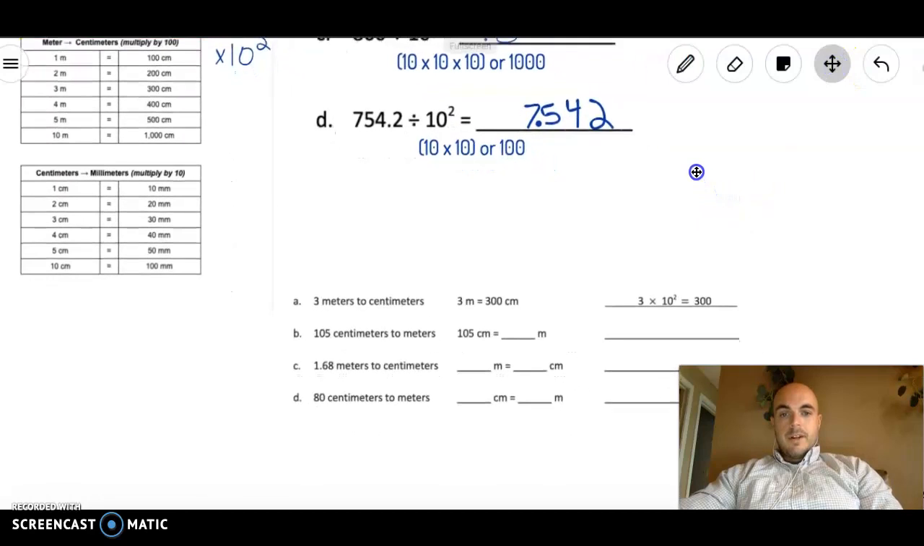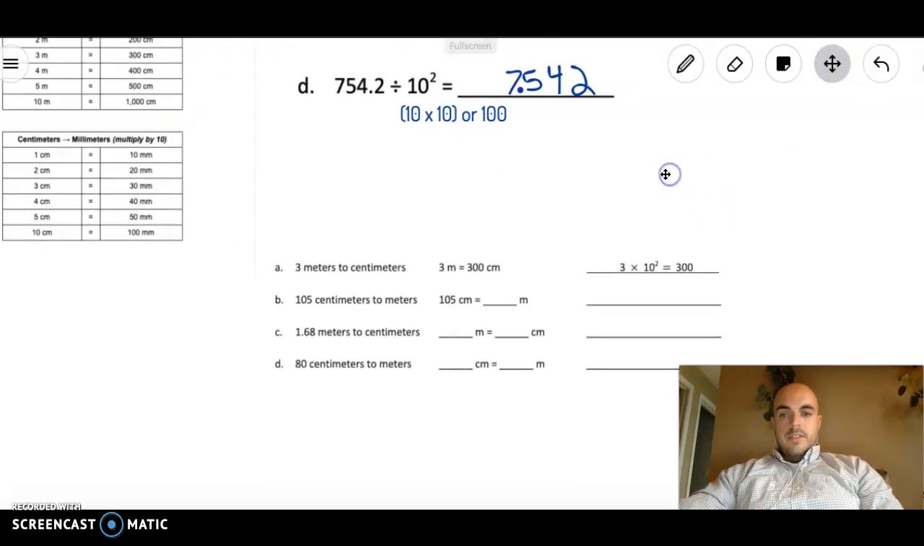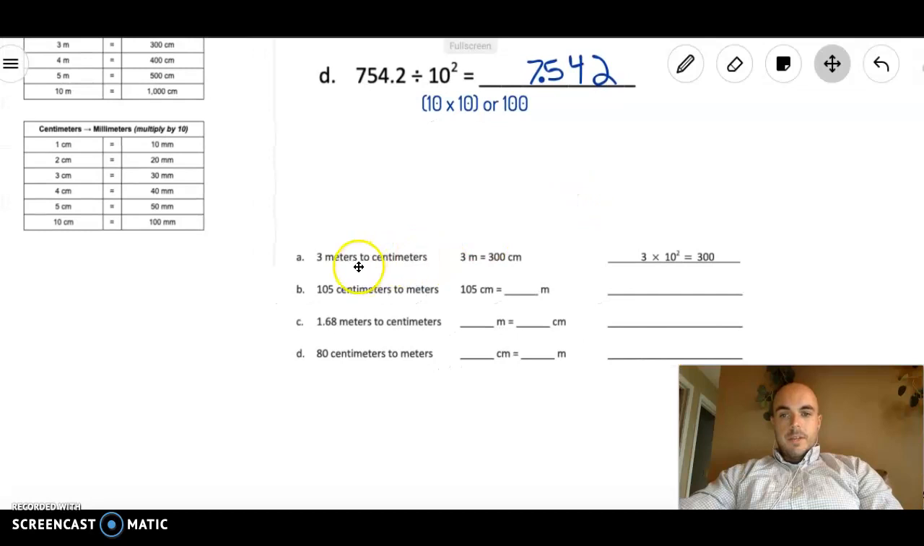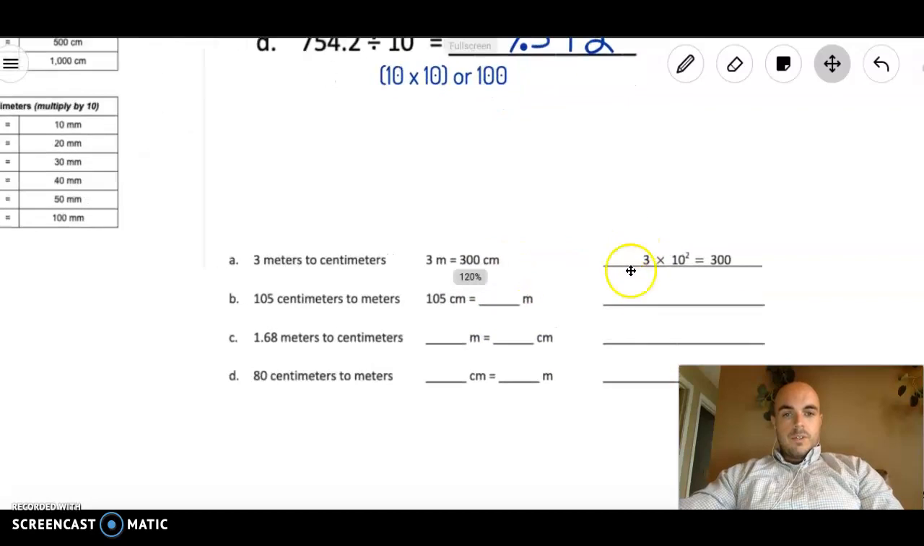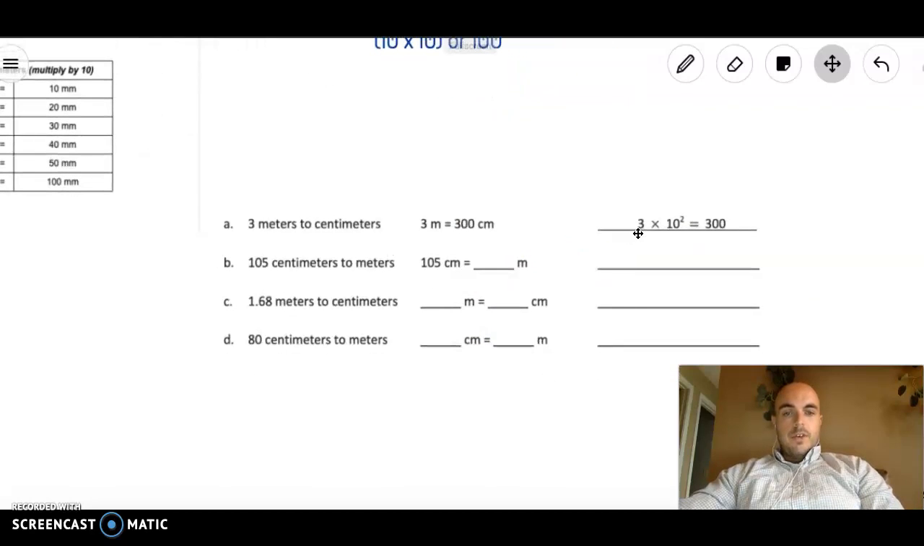My first example, which I already have filled in, is 3 meters to centimeters. So 3 meters equals 300 centimeters. They filled that in for us. And then they go 3 times 10 to the second power equals 300. Well, yeah, because we know 10 to the second power is really equal to 100, and you have to multiply by 100 to go from meters to centimeters. So I'm essentially just filling in this power place value and writing this as an equation, essentially how you solve this over here with exponents.